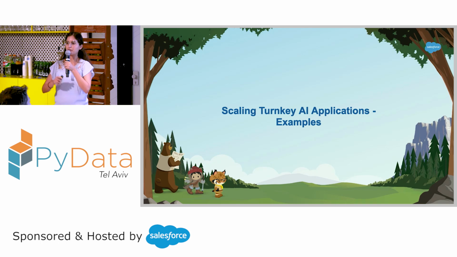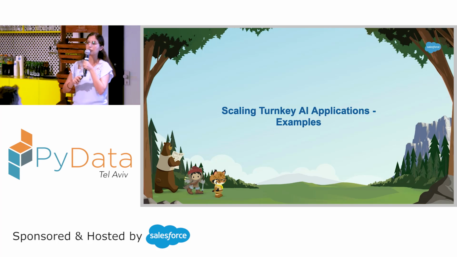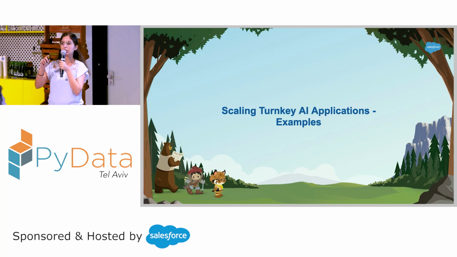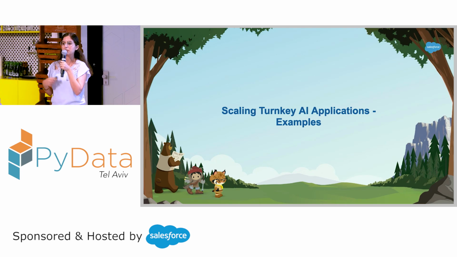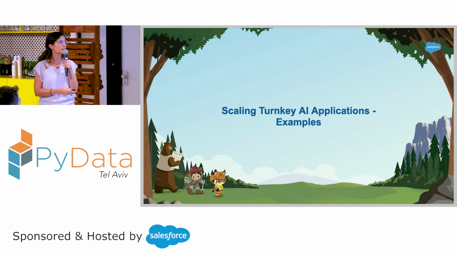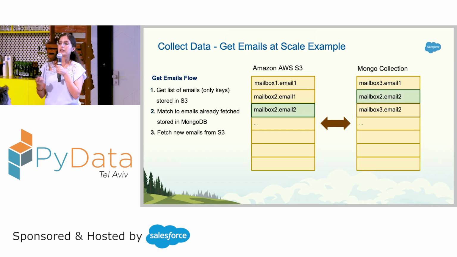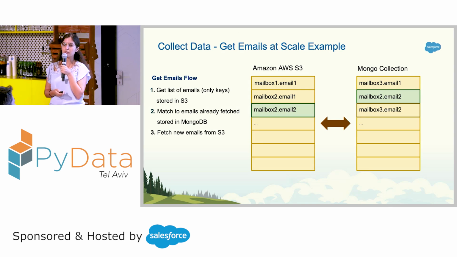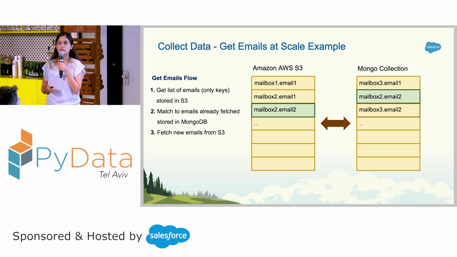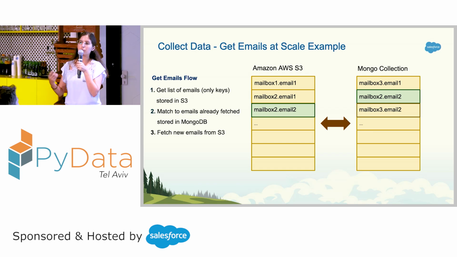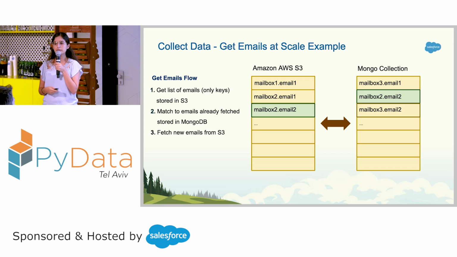So after we've seen a high-level description of how we can handle that and how we can scale our code in each step, let's see some concrete examples. The first example is related to the collect data phase. Some of our features use emails data and analyze emails data to create different insights.